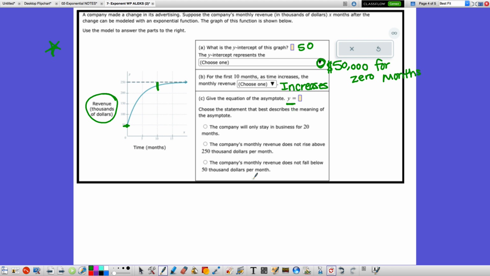Give the equation of the asymptote. They already wrote y equals. All you have to do is write the number. The asymptote is the place where the graph cannot move forward. It doesn't move any higher. It just bottoms out. So that would be 250.